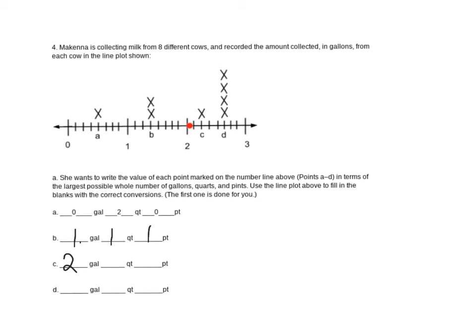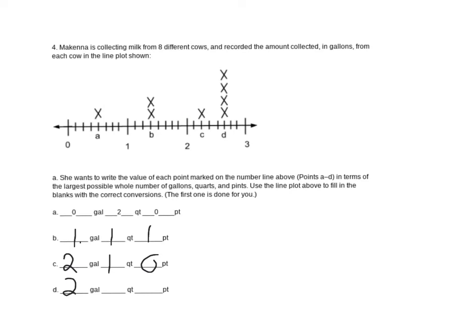Okay, now we have 2 lines, which is 2 pints, but 2 pints equals 1 quart, right? Every 2 lines is 1 quart. So we have 2 gallons, 1 quart, 0 pints. And D, right here, is again 2 gallons.